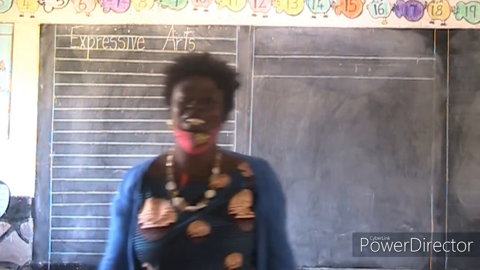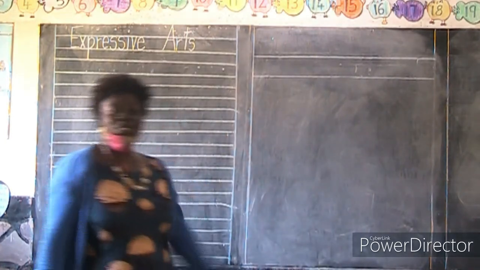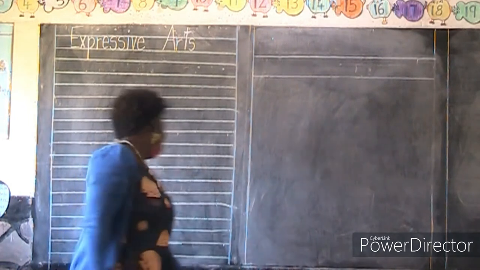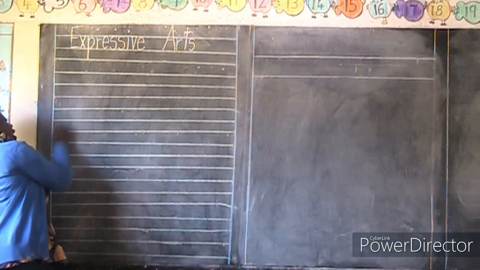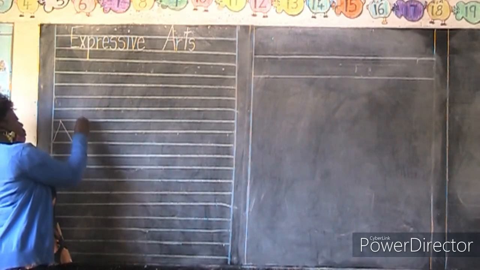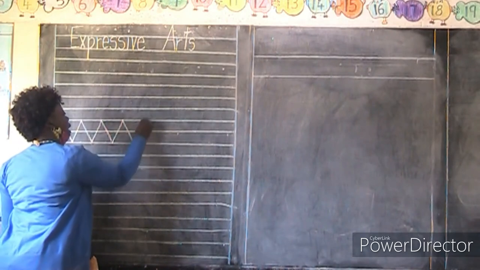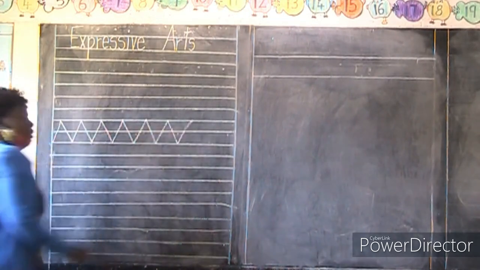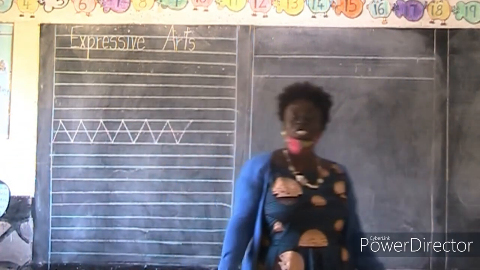Okay, so it's expressive time. Before I introduce today's pattern, we need to look at what we learned previously. Previously, we looked at this pattern. Up, down, up, down. Who can remember? In our previous pattern, there were shapes.